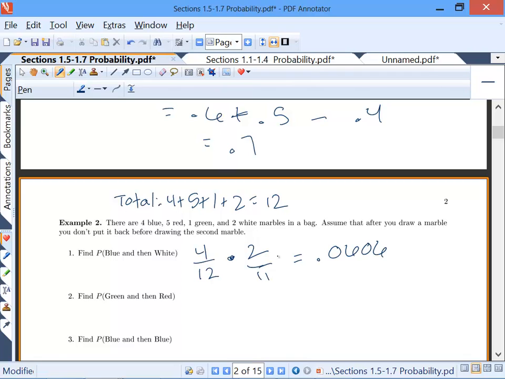But again, for me, it's easier to just write down the numbers and not have to think too much about it. So the probability of green and then red. What is my probability of green on the first draw? My probability of green is 1 out of 12. And then if I want a red one, the probability is 5 out of 11.